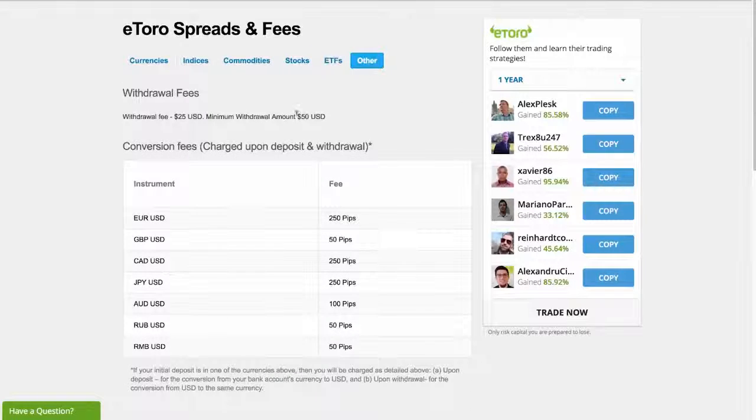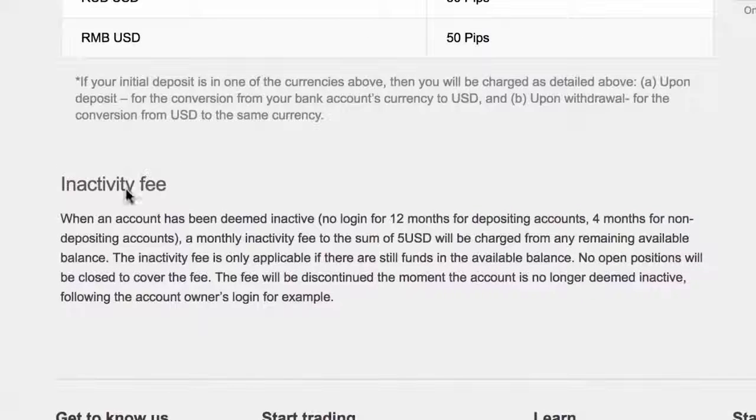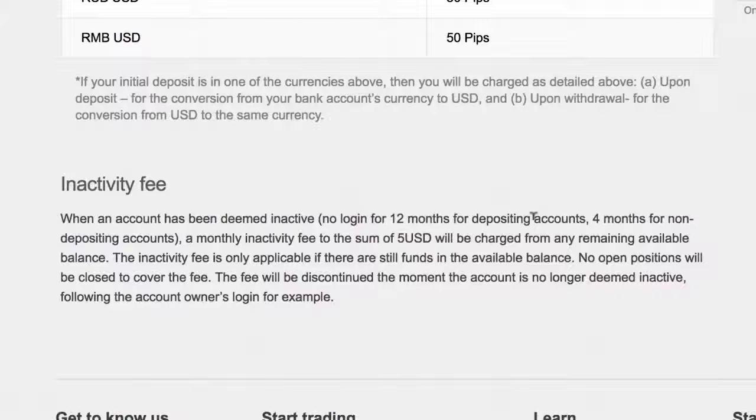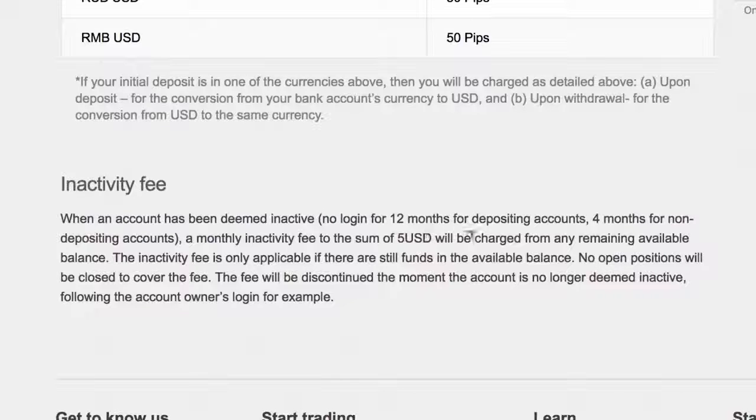The other one you might need to know about is, and it's a bit rare, I've never heard of anyone having to actually deal with this, it's an inactivity fee. When an account has been deemed inactive, which means no login for 12 months for a depositing account, basically an account where you've put money in. There are other accounts, but if you've put money in, which all of you probably will have, and I have, then it's a depositing account. Basically, if we don't log into eToro at all for 12 months, they're going to start charging us $5 US per month. So log in, because after 12 months they'll start charging you that $5 just to maintain the account or something. But I've never heard of anyone actually having to do that.